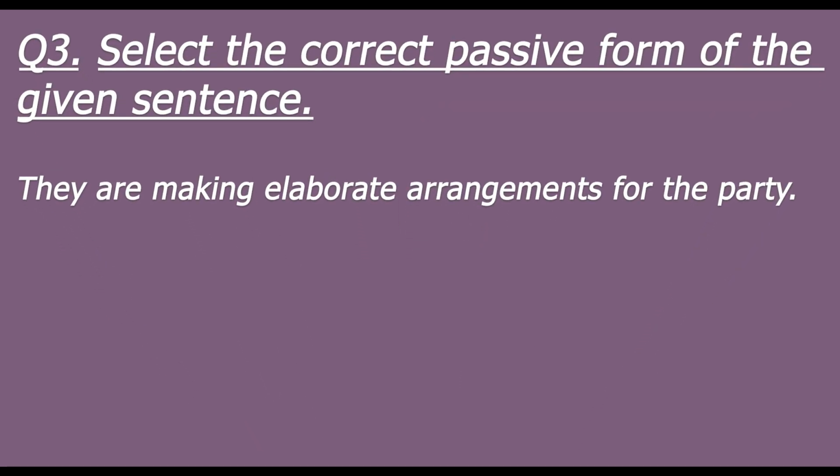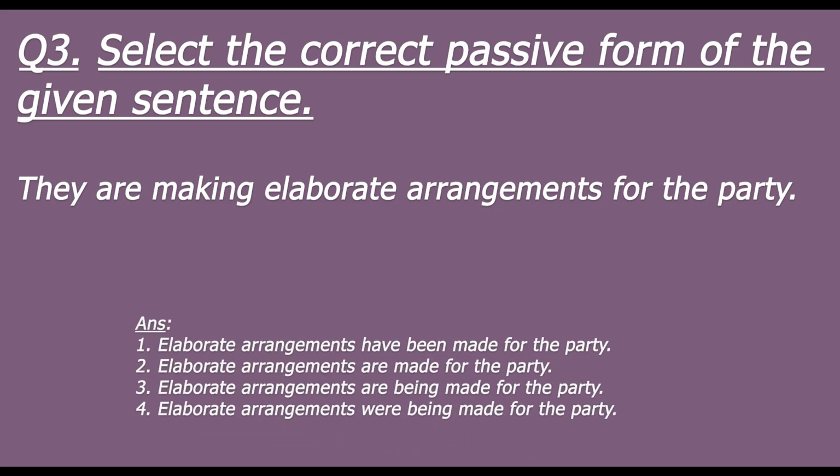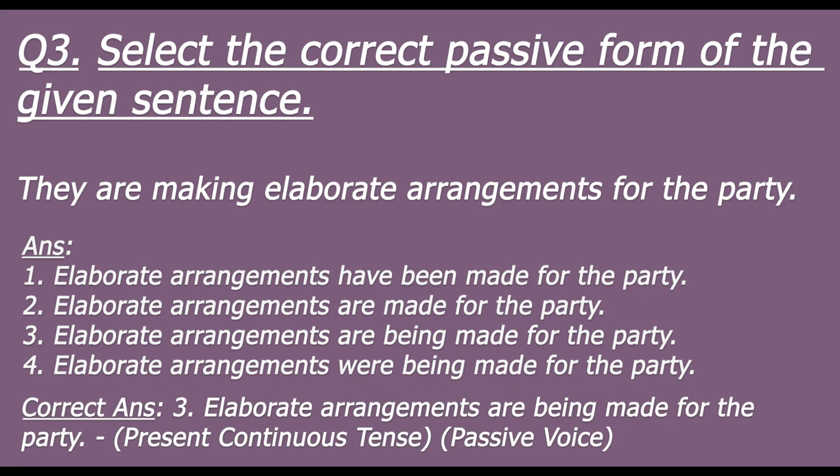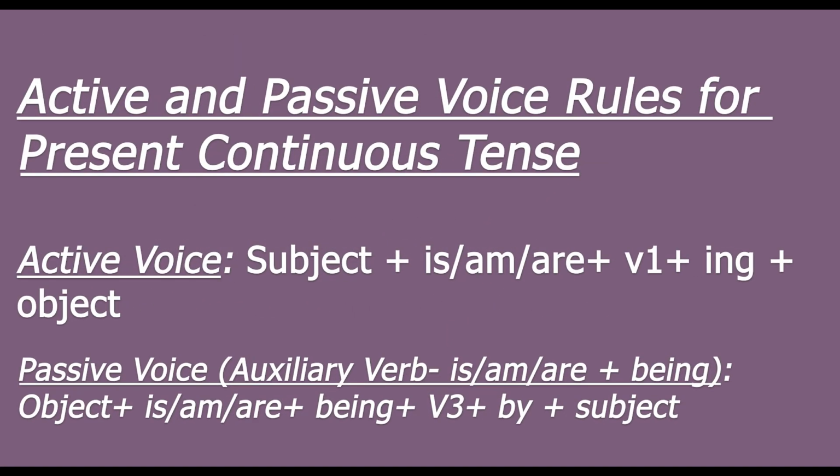Third question is, they are making elaborate arrangements for the party. This is also in the active voice and this is in the present continuous tense. So in the passive form, the present continuous tense, the third answer will be correct, that is, elaborate arrangements are being made for the party. So in the continuous tense, you have to use being, are being made for the party. So here I'll give you the rule.